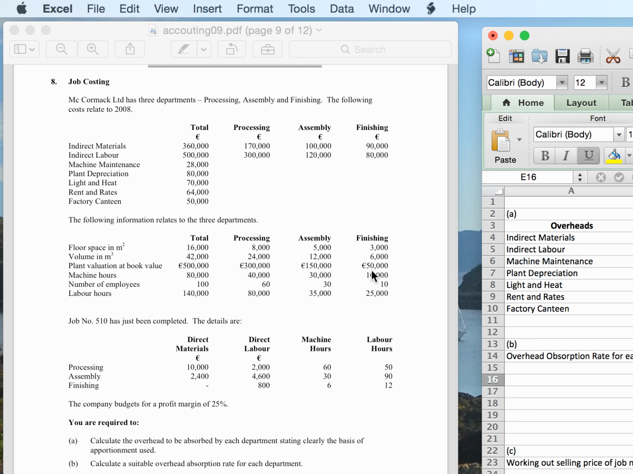Okay, so the overhead is 634. The overhead here is the 2195, and the overhead here. So now I need to find, in this case, the number of hours. In this case, it's labour hours. So this is the total amount of labour hours. So we have 80,000 labour hours here in the processing department. Now I need to know the total number of machine hours. So 30,000 and then 10,000.